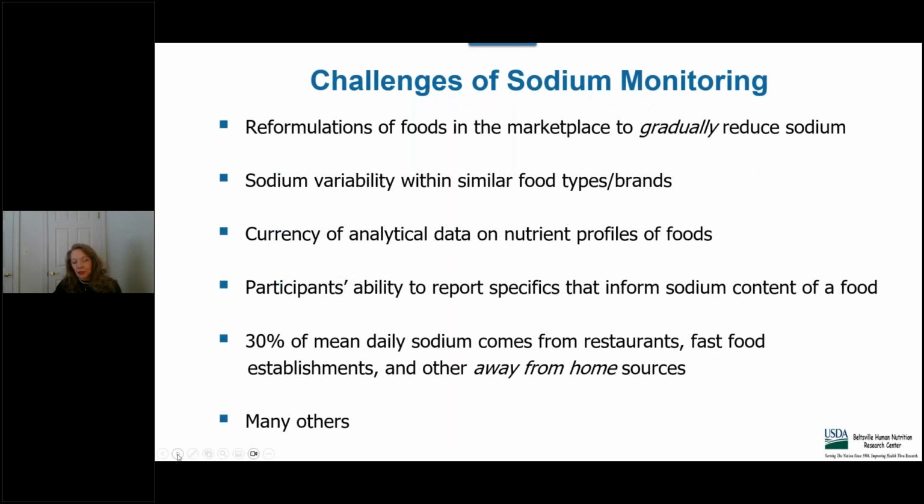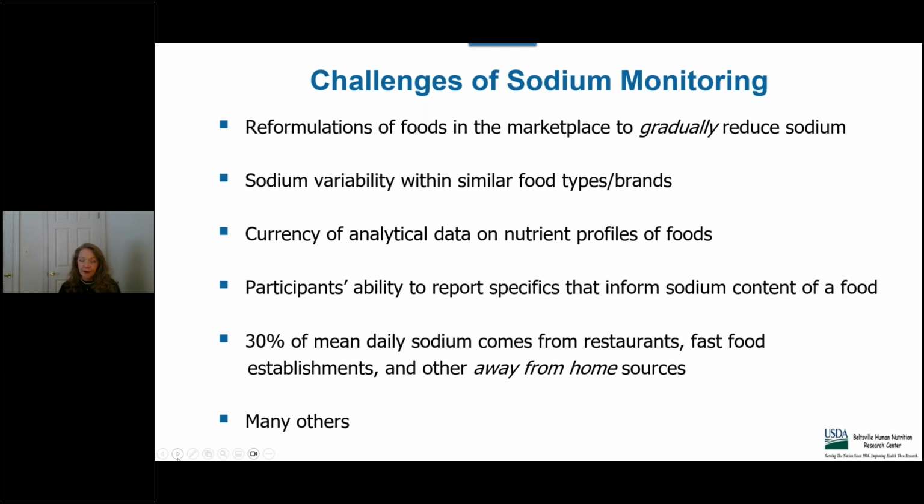There are so many challenges in monitoring sodium intake. And I've got a few of them listed here that you can see. Reformulations that go on of foods in the marketplace. We know those reformulations are going on to gradually reduce sodium. The variability of sodium within similar food types or brands. Currency, keeping current analytical composition data on the nutrient profiles of foods, not only for sodium, but for the other nutrients that we estimate.